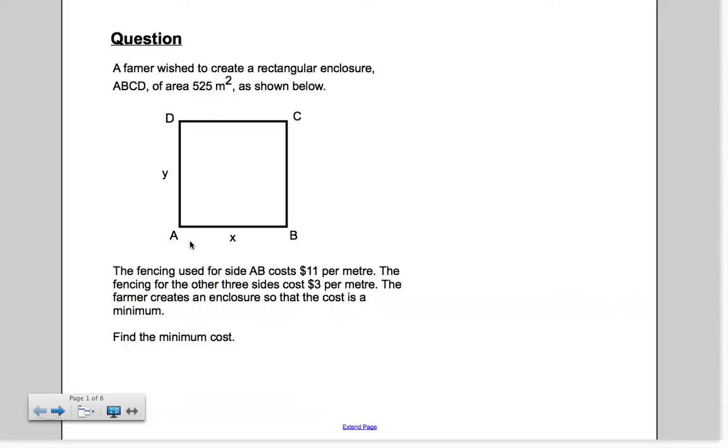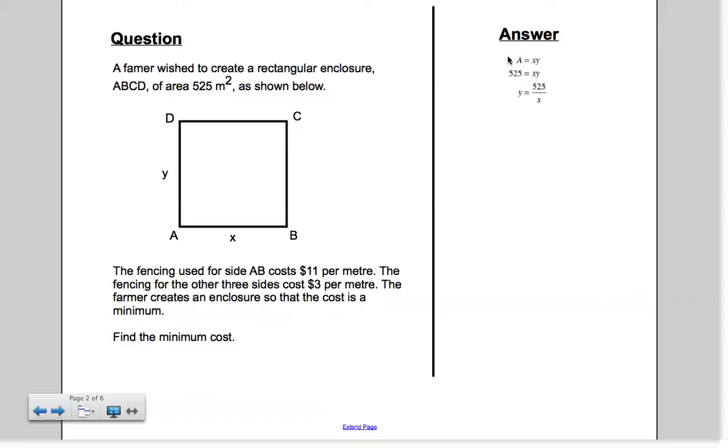As you can see, there's a rectangle with its sides ABCD, X being this side and this side, Y being this side and this side. The fencing used for side AB costs $11 per meter, only for this side. The fencing for the other three sides costs $3 per meter. The farmer creates an enclosure so that the cost is a minimum. Find the minimum cost.